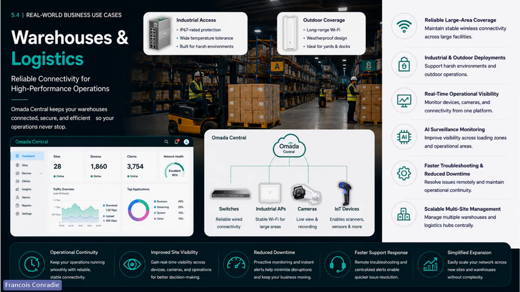The last one, warehouse and logistics. Warehouses and logistics environments depend heavily on stable connectivity and obviously operational visibility. In these environments, downtimes obviously impact productivity. So having reliable coverage across the entire site really ensures that everything goes well and works extremely well.